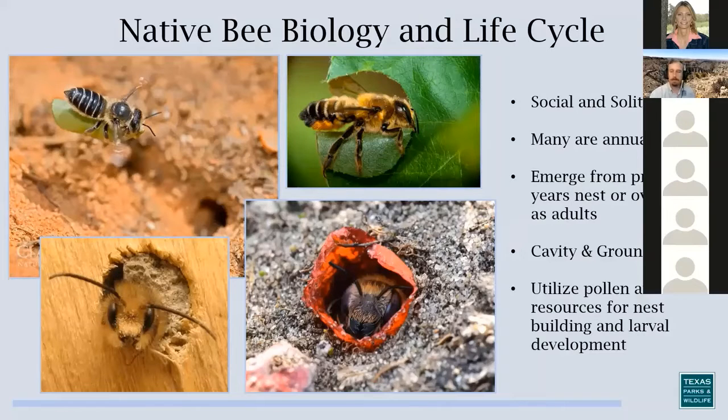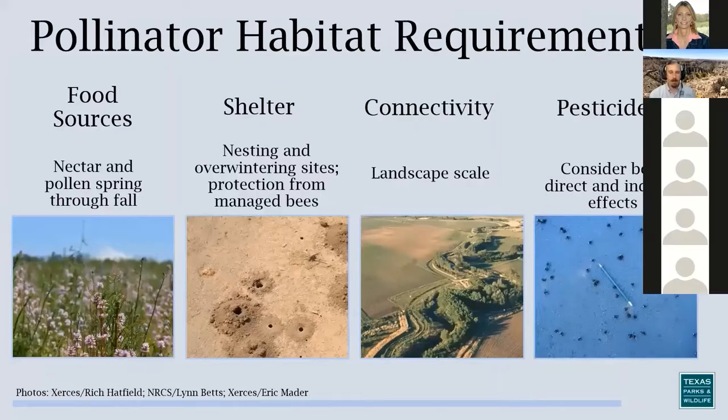So when we talk about habitat requirements for pollinators and native bees specifically, it's just like a lot of other wildlife species. There's just a few basic needs. Food, obviously, in the form of nectar and pollen. They need shelter, so they need nesting and overwintering sites and protection from other competitors. They also need connectivity. They need to be able to move around on the landscape, both for foraging, but also for dispersing to new locations and taking advantage of new habitats that might open up due to disturbance or other factors. And then they need freedom from pesticides.